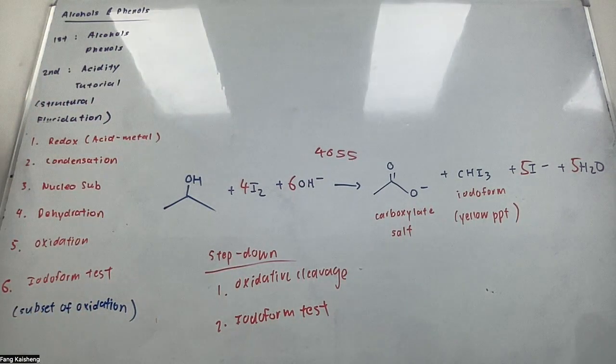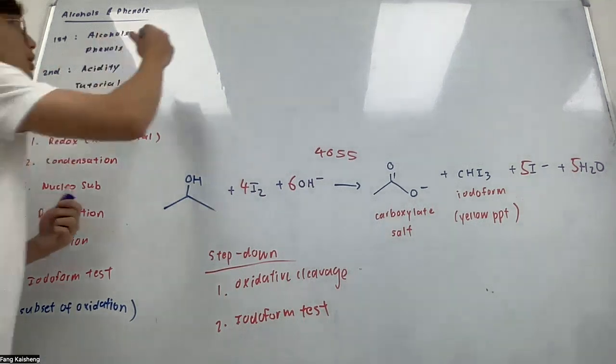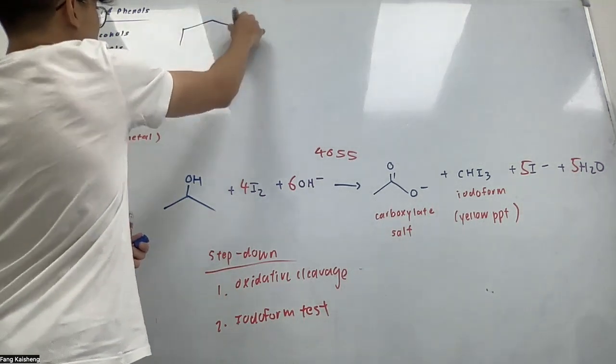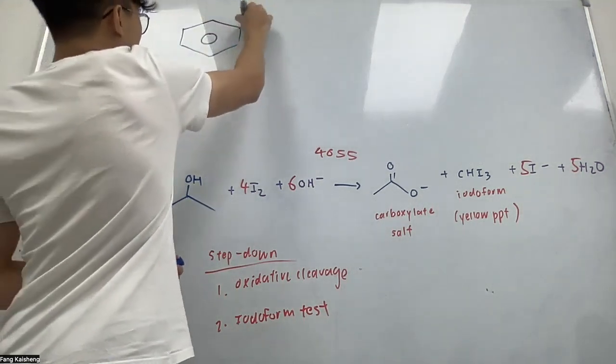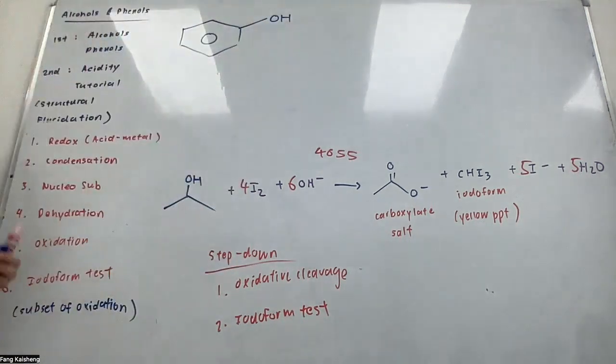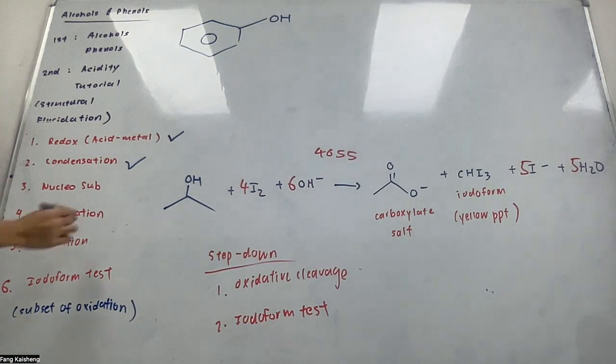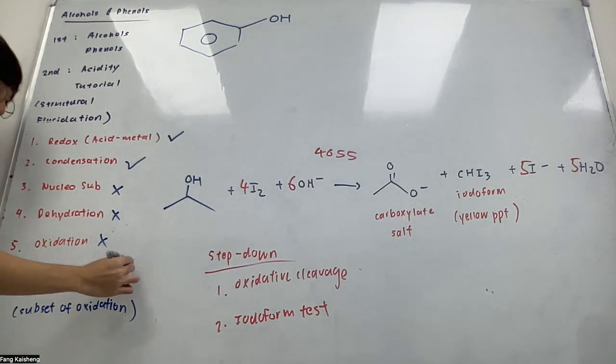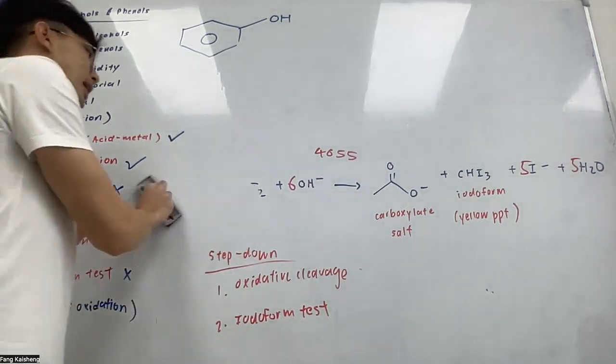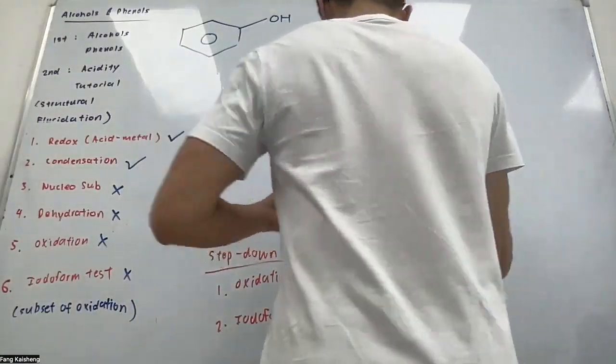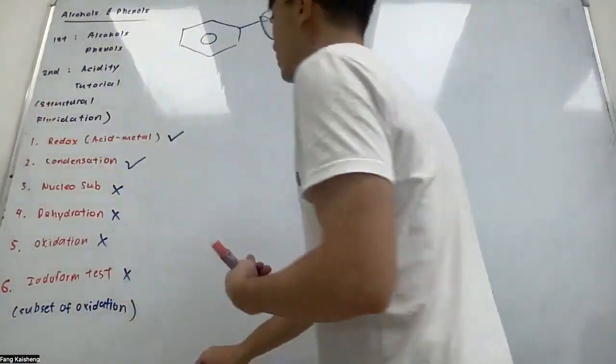Okay, for phenols, I want you to look back at these 6 reactions and we're going to see what can carry over to phenols. A phenol looks like this. Literally, it's a benzene with an OH bonded to it. I tell you all first, it can undergo redox and condensation still, yes. But the rest all cannot. We very quickly understand why. They will not test why cannot for most of them, but it's good to know also.